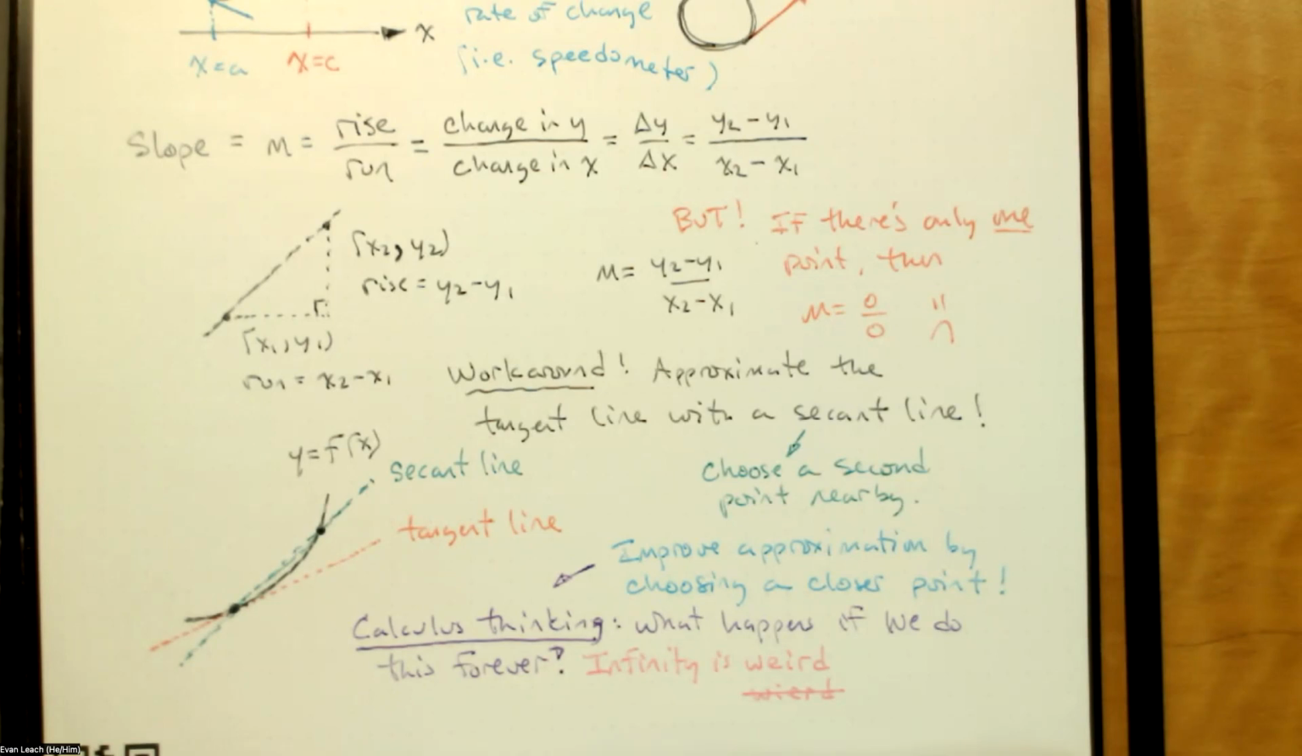All right, that's going to do it for today. Thinking about rates of change. Think about slope of tangent line, approximating it with secant line, and make those points closer and closer together.